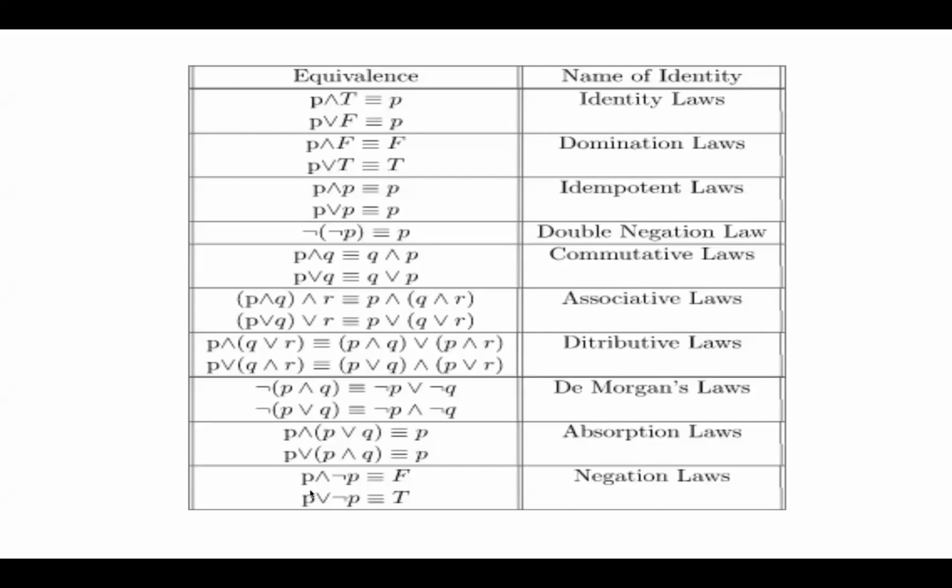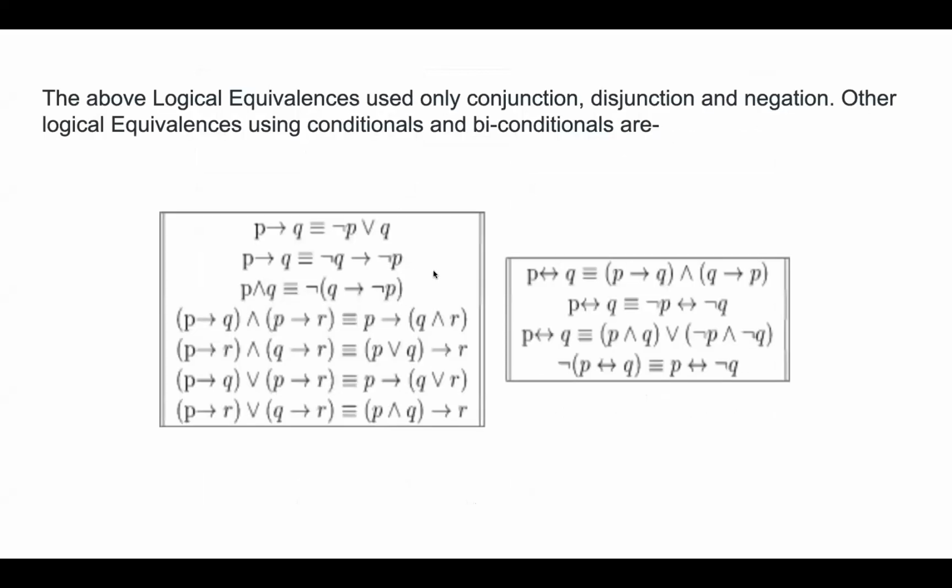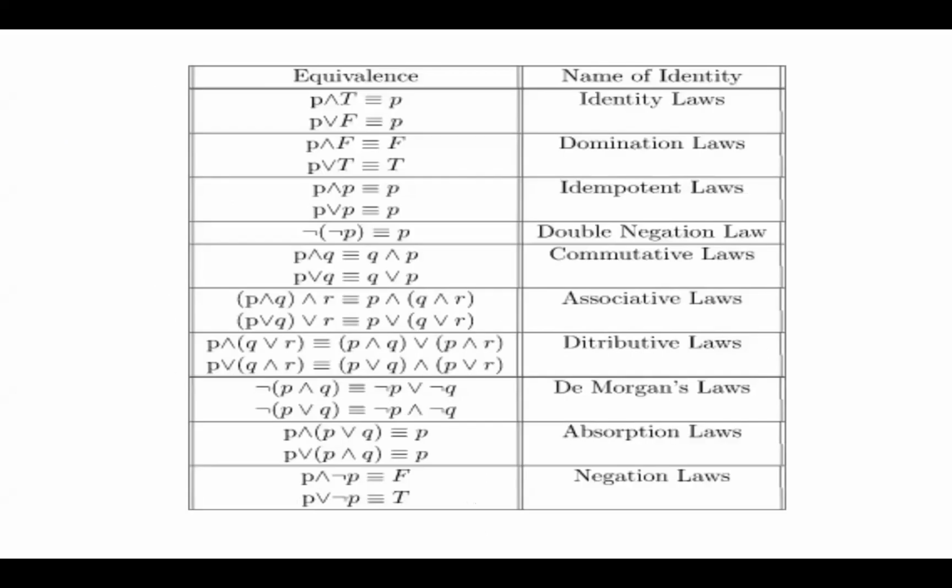Then P AND negation P is F, and P OR negation P is true. That is known as negation law. All these are the equivalences related to basic operations that we have, means negation, AND and OR.